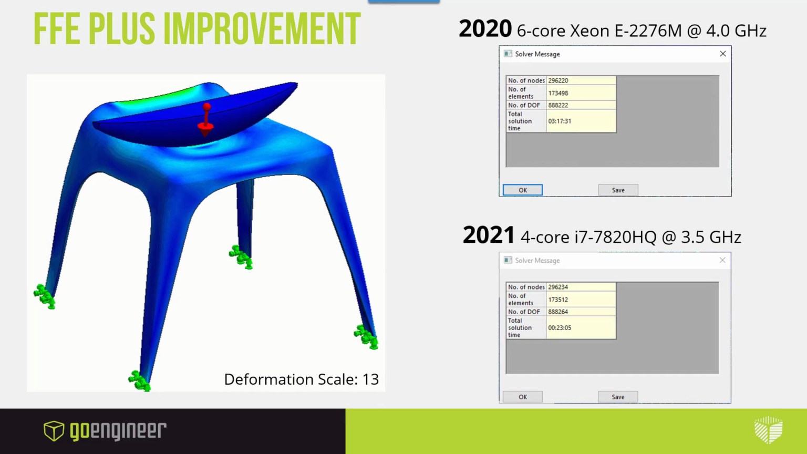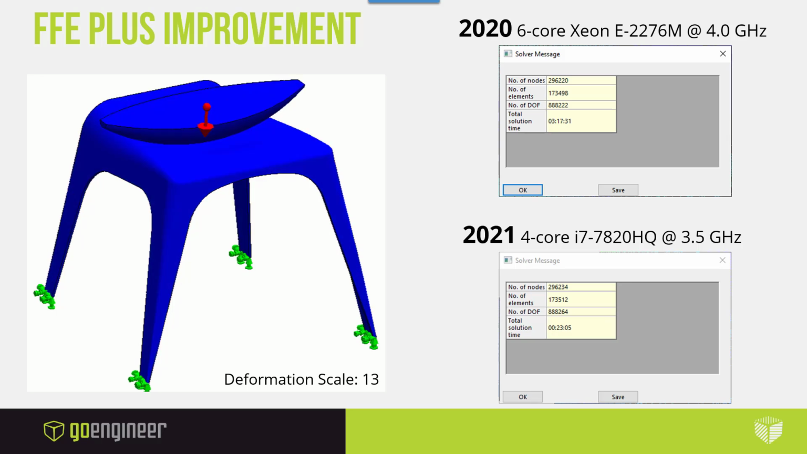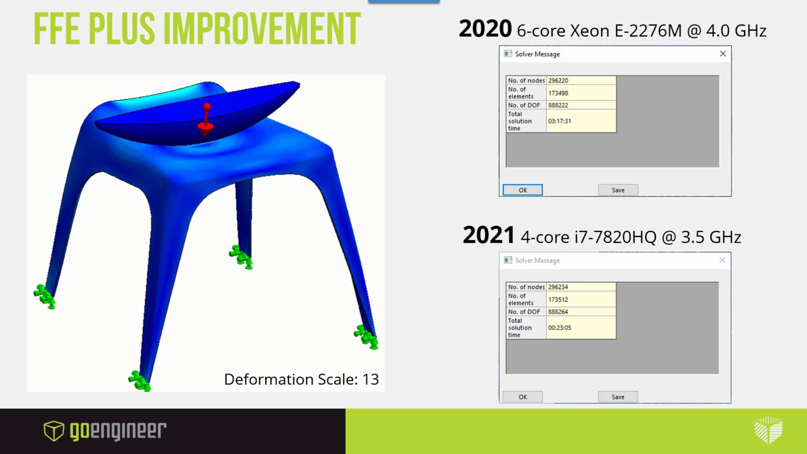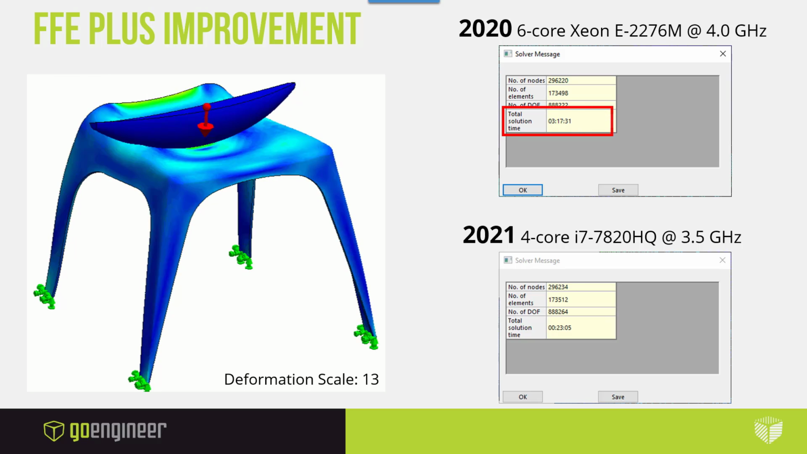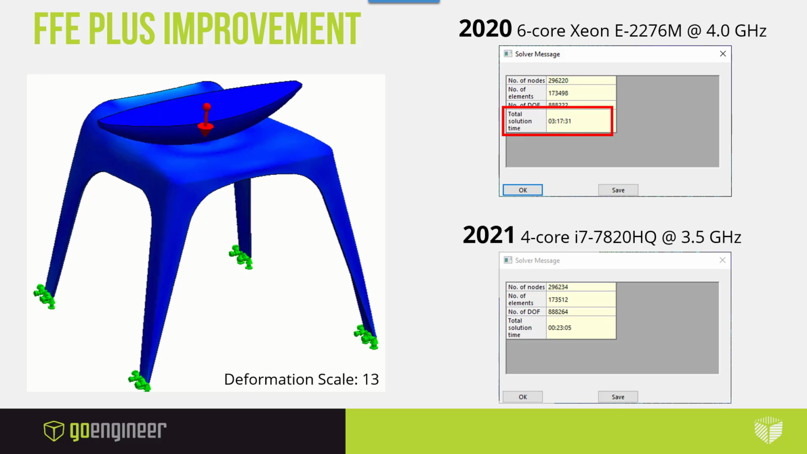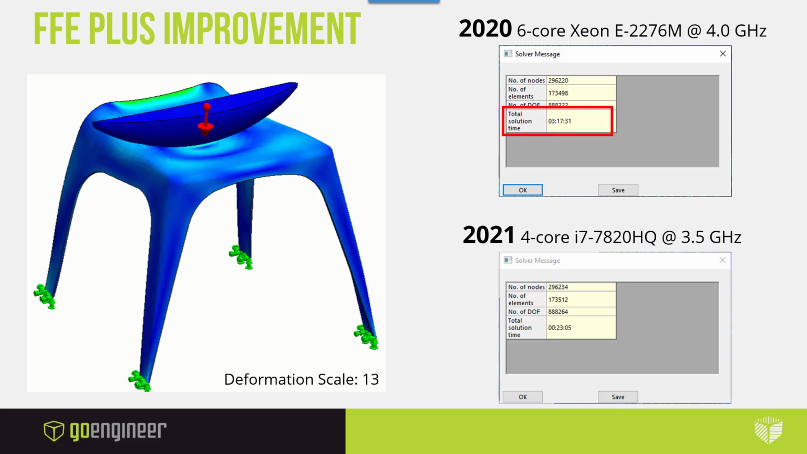So for my results, it turns out 2020 on a 6-core Xeon processor running at 4 gigahertz ended up taking 3 hours and 17 minutes. Now, I ended up running the 2021 test on another computer, a 4-core i7 running at 3.5 gigahertz, and that actually took significantly less time, only 23 minutes. I was honestly surprised, but it works out great.